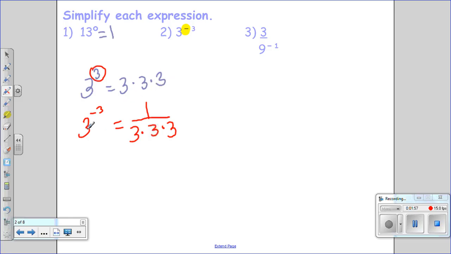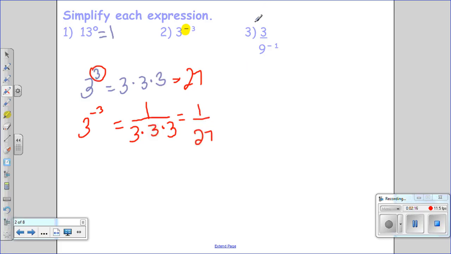So if I have 3 to the third, it would be 3 times 3 times 3. If I have 3 to the negative third, we can think about that negative meaning it's going to go down to the bottom. I have 1 over 3 times 3 times 3, and 3 times 3 times 3 is 27. So 3 to the negative 3 is 1 over 27.